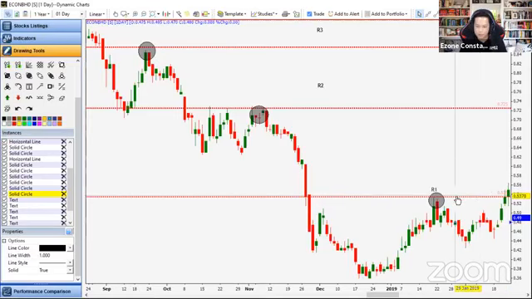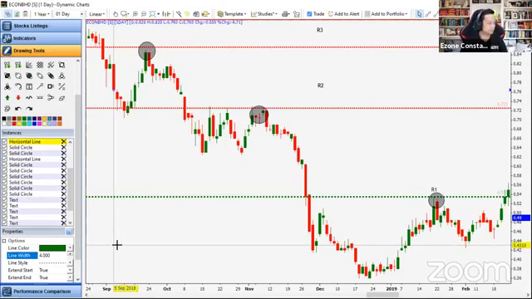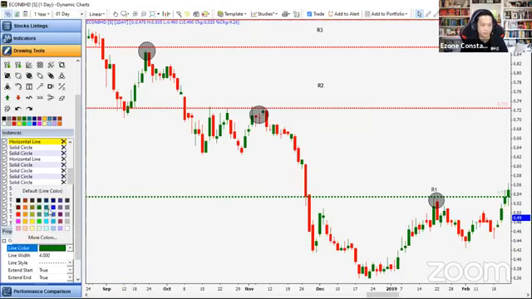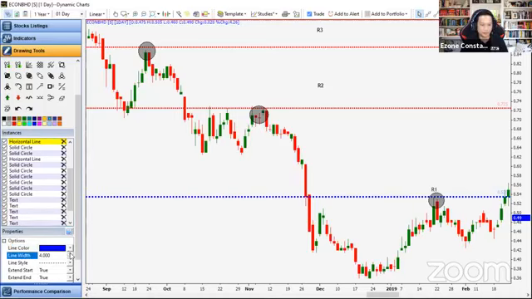Automatically, this resistance needs to change its role. Instead of resistance, it now turns into support. Now I change it into blue color. Right, now from resistance it turns into support. Okay, support. Right. Now, not only does it turn into support here, I want you to see around this area.